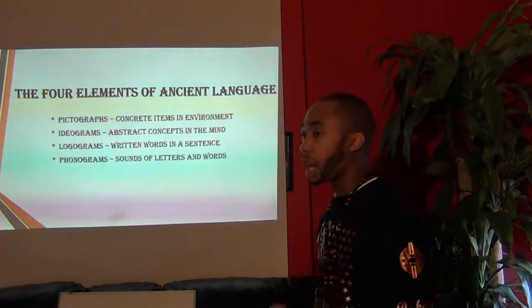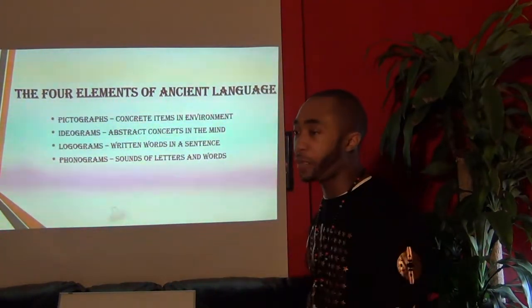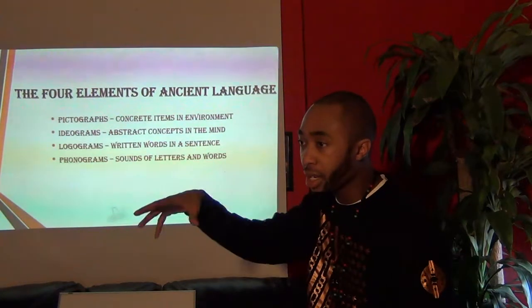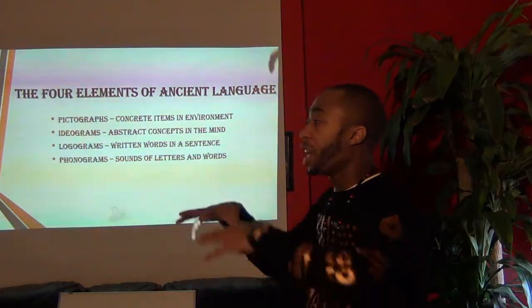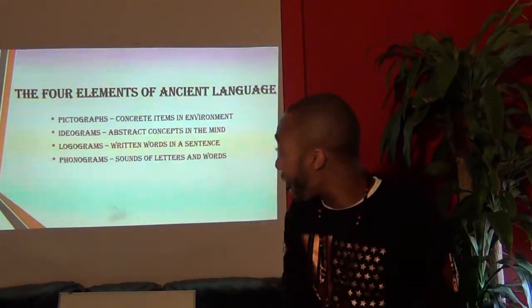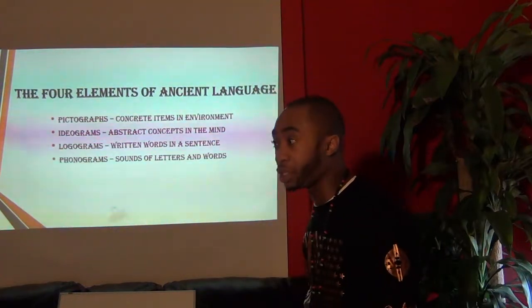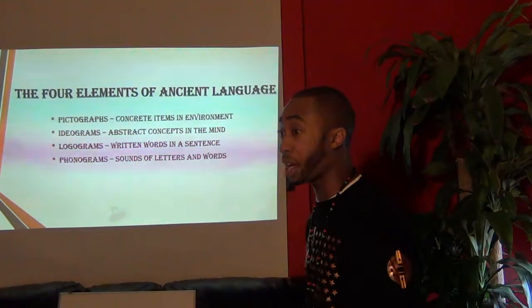That means that when language developed, they first looked at the environment and every item in the environment. Okay? The ancient Kemetic civilization did this, the ancient Hebraic civilization, the Sumerian civilization. They looked at the environment and they looked at the concrete items in the environment, and that became the pictograph. So they used these items to start displaying or communicating with one another.